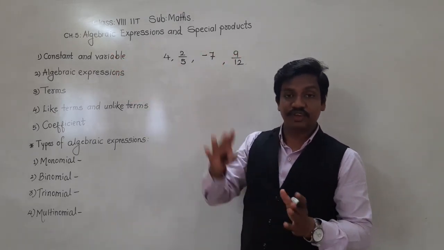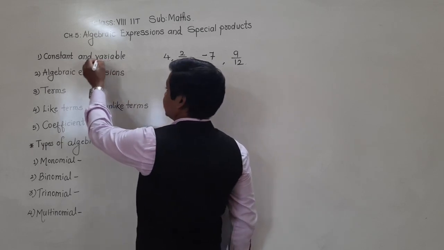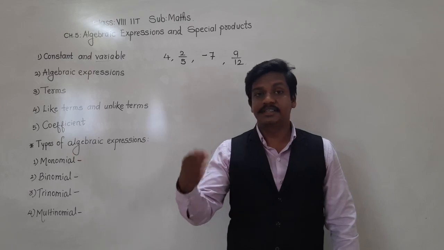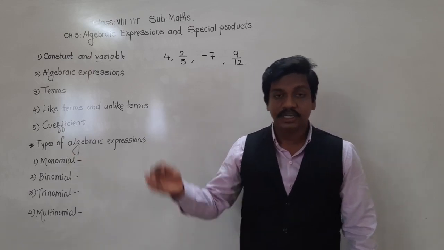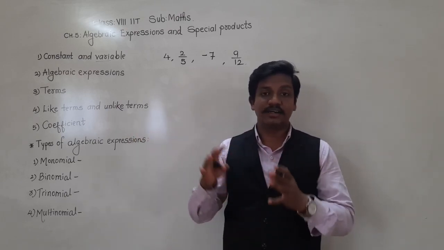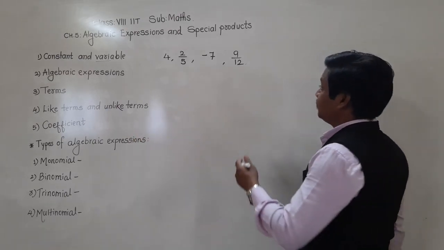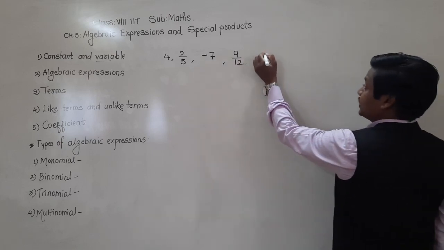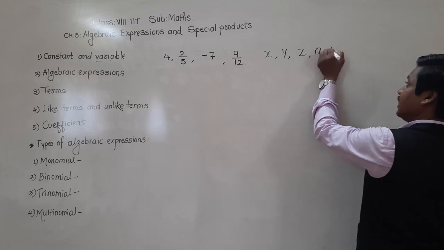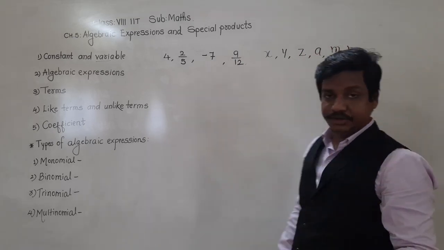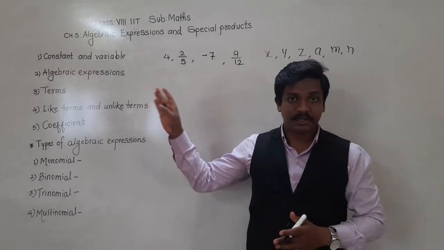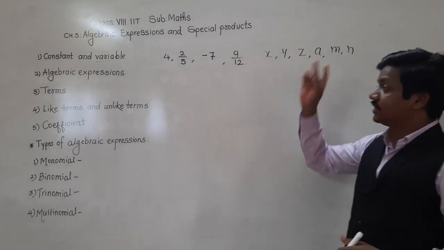Whereas variable means what? The meaning is in the word itself: vary, varied, means keep on changing or different. So a variable is a symbol whose values are different, and generally variables are denoted by the alphabets x, y, z, a, m, and any alphabet. A to Z, any alphabet can be used as a variable. So this is about constant and variable.